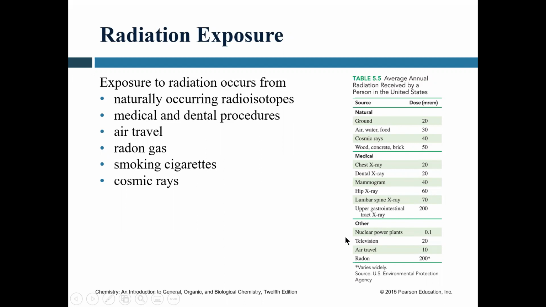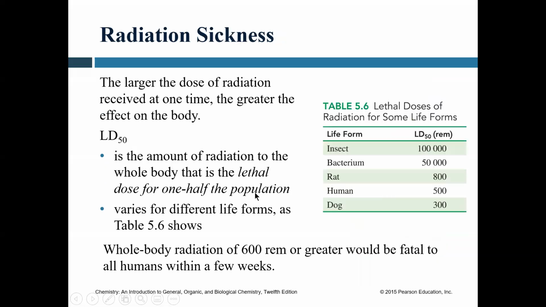You can also get exposed to radiation through living by a nuclear power plant, but it's relatively small. That's because these things are heavily covered in lead and concrete, specifically so people who live by them don't get poisoned. Your television gives you a little bit. Radon is another one, radon gas. This comes up from the ground. That's why it's always good, if you have a basement, to get it checked for radon. Other things that can cause radiation are smoking cigarettes, cosmic rays, and so on.